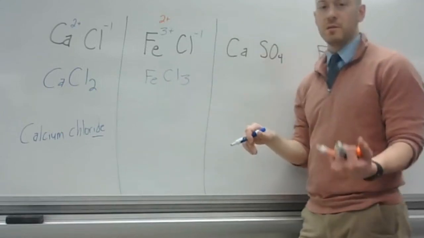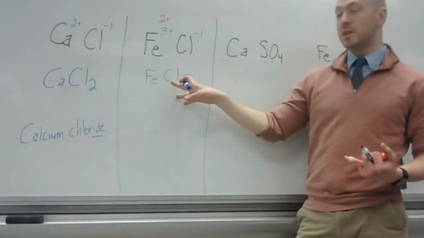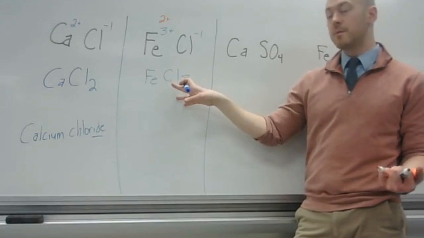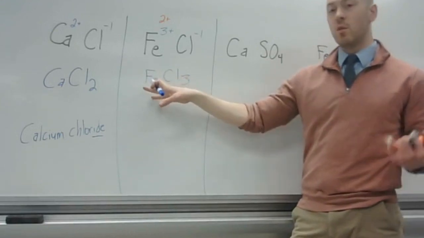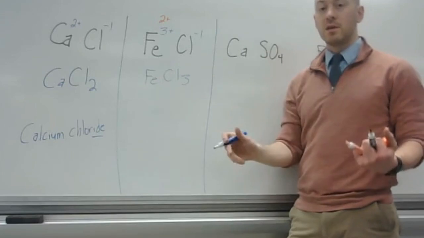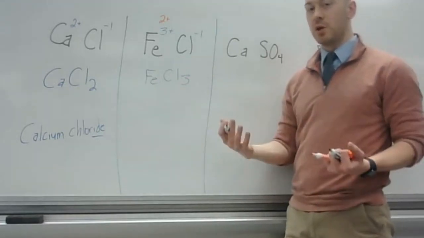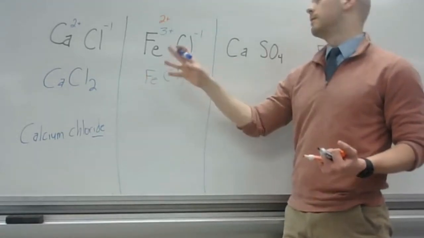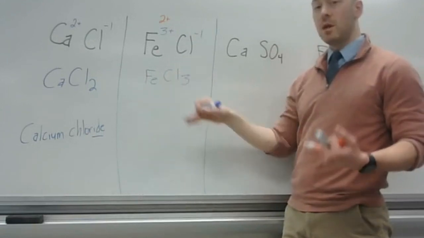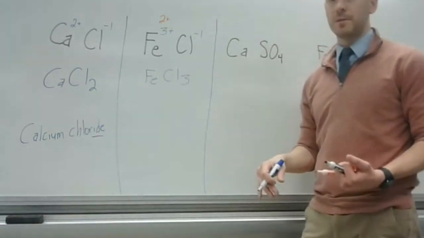And this should make sense. There are 3 Cl's, each worth -1. There's 1 Fe worth +3. That will balance out to an overall charge of 0. If we add up 3 times -1, we'll get to an overall neutral charge.